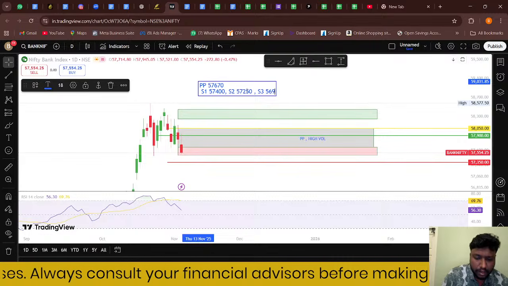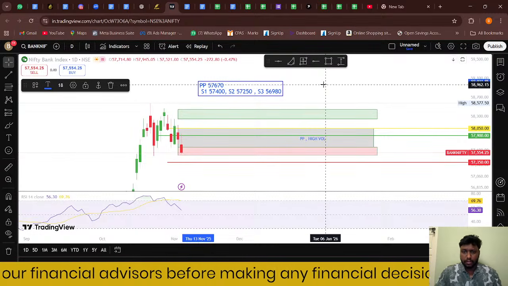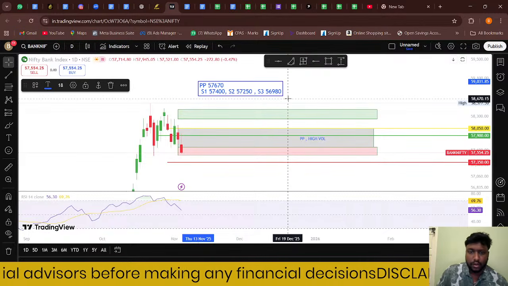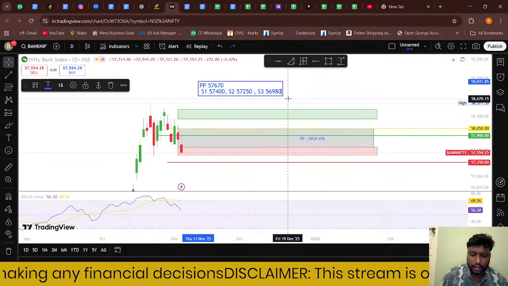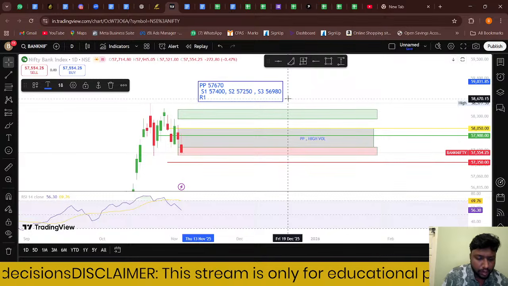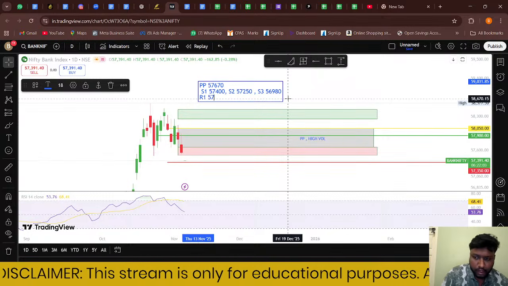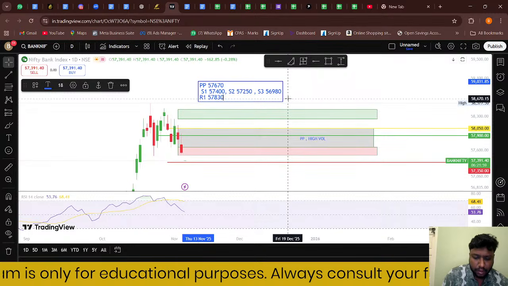56,980 will be coming below the 57,000 levels according to the movement, or according to the pivot point of today. So S3 is at 56,980. So let's quickly mark the R1 and R2. R1 will be at 57,825. 830 we can give here.